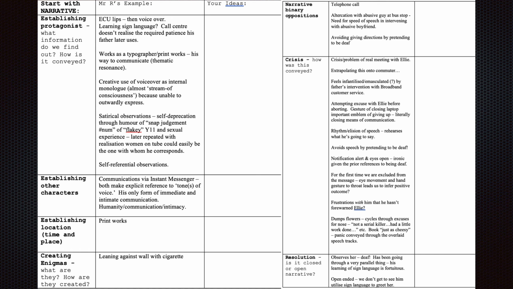The altercation with the abusive bloke at the bus stop, the need for the speed of speech there in intervening with the abusive boyfriend, is thwarted by him being punched as a result, which the bloke who's doing the shouting at his girlfriend is just going to assume is him being a wimp or stuttering and stammering over not wanting to intervene, being the alpha male in that toxic masculine way.